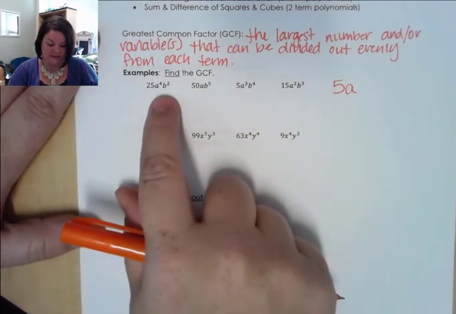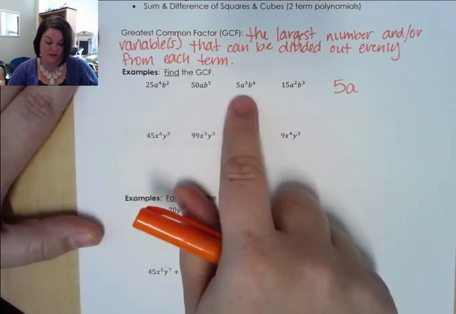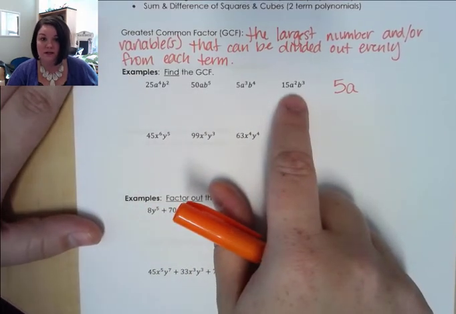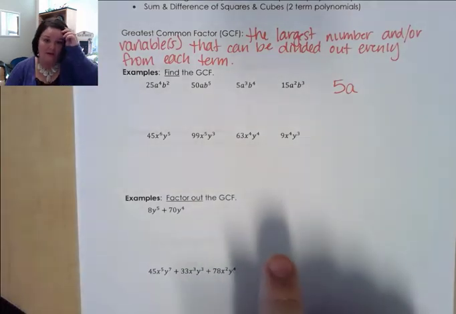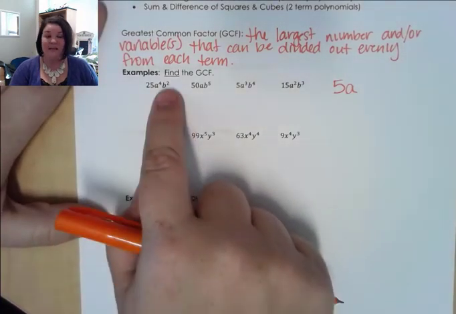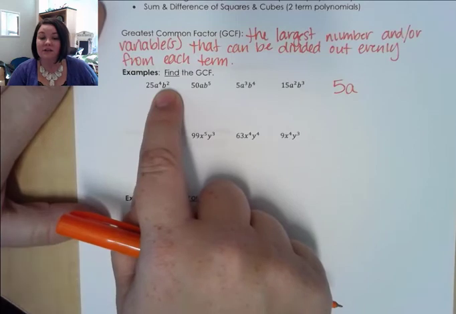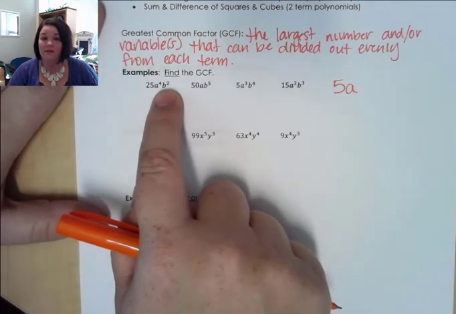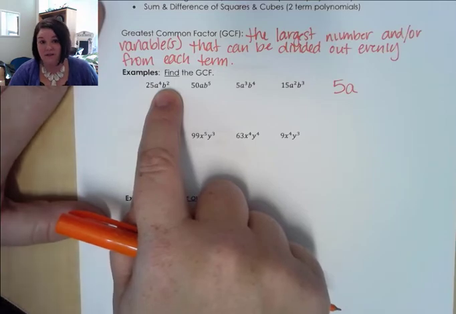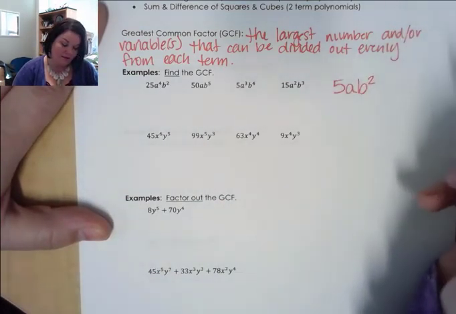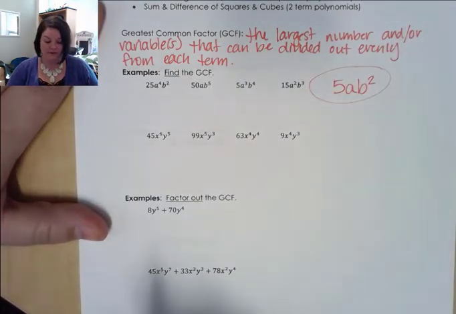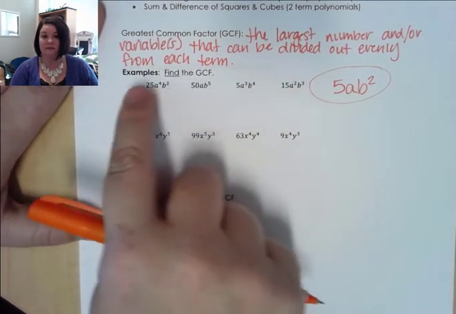And then I look at the B's. I have a B squared, a B to the 5th, a B to the 4th, and a B cubed. When I look at those, how many B's do they all have in common? It would have to be a B squared. So basically I look to see what common letters or variables they have, and then I take the lowest exponent power. So this is going to be 5ab squared. And so this is my greatest common factor for these different expressions.